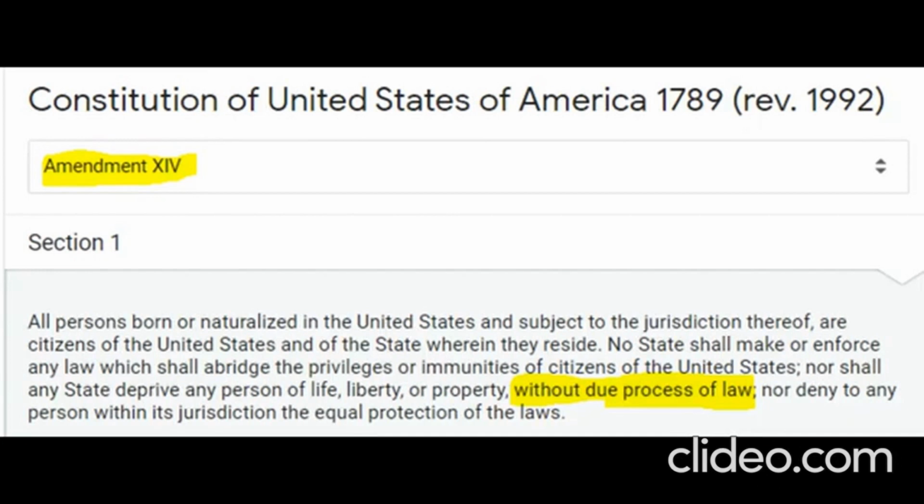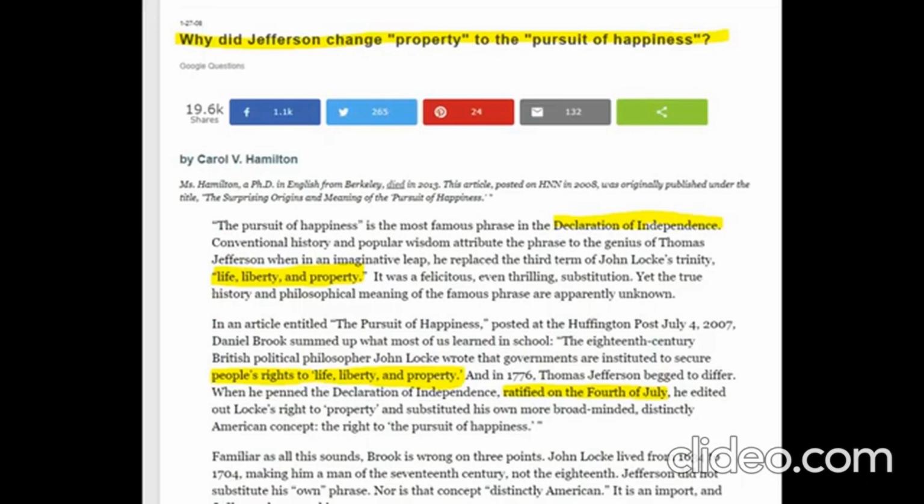Now that sounds like a good thing. However, notice without due process of the law. We all heard life, liberty, and the pursuit of happiness in the Declaration of Independence. However, when it was originally wrote, it was life, liberty, and property. This was changed by Thomas Jefferson. Well, why did Thomas Jefferson change it? Now, I read articles that said he spiced up the wording to make it sound more elegant, but here is the truth, the real reason why.